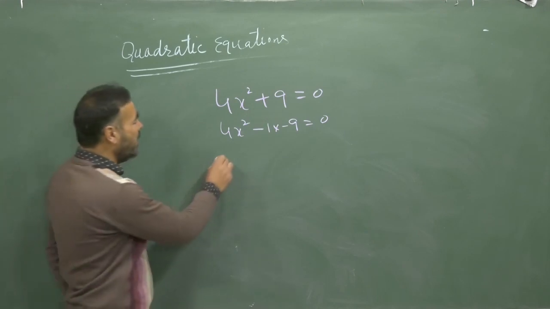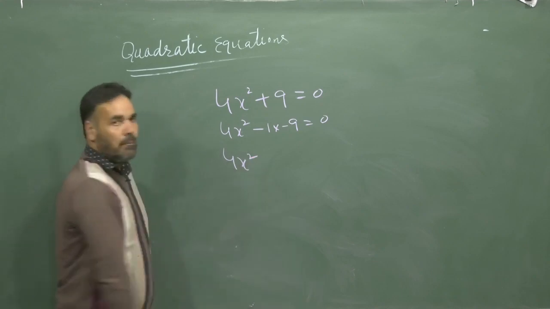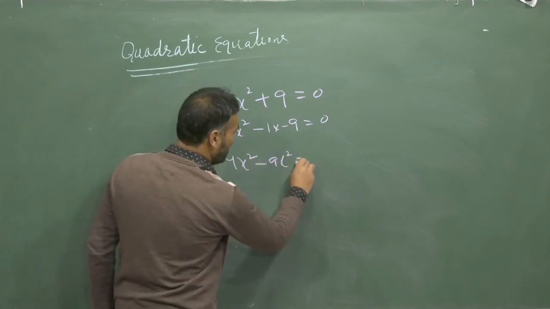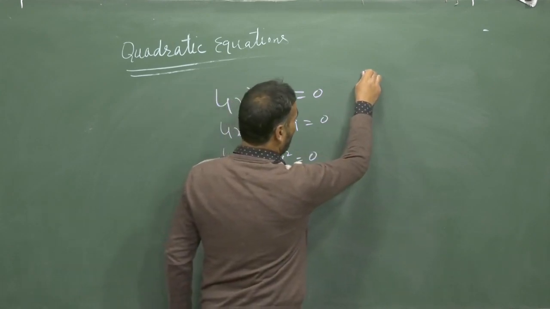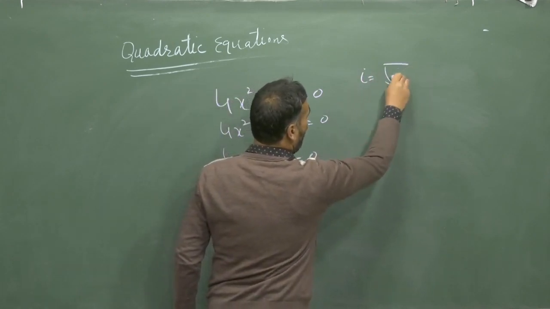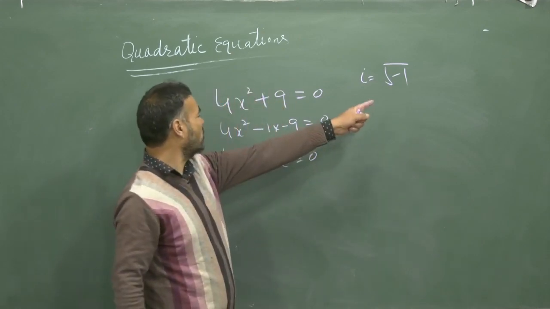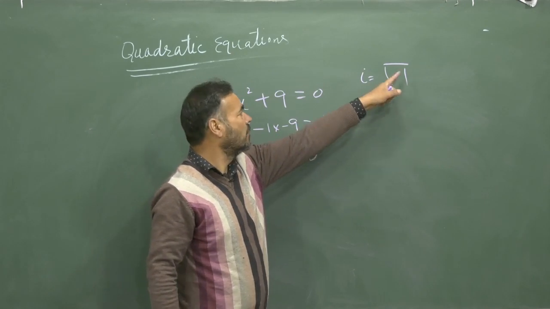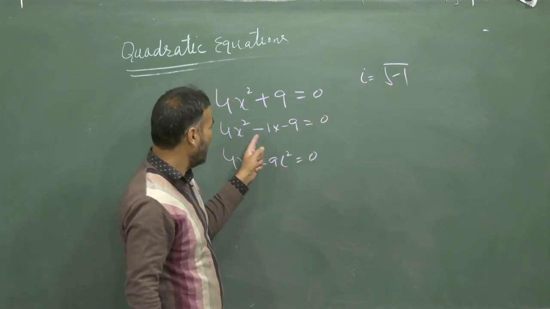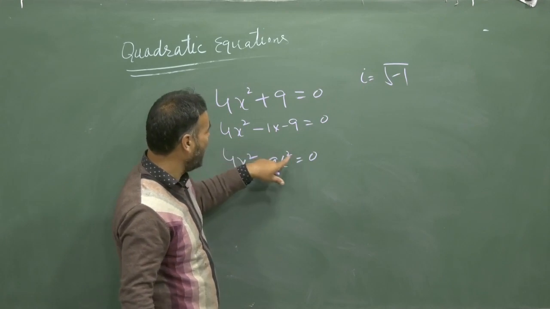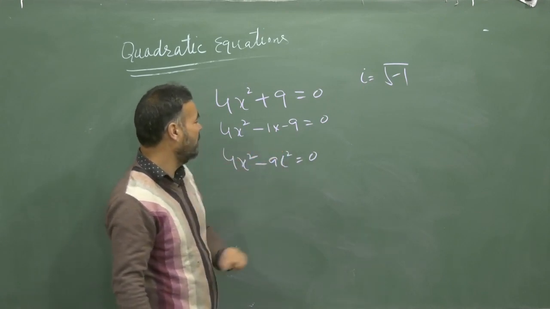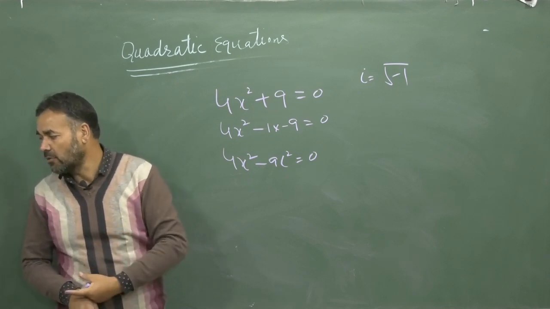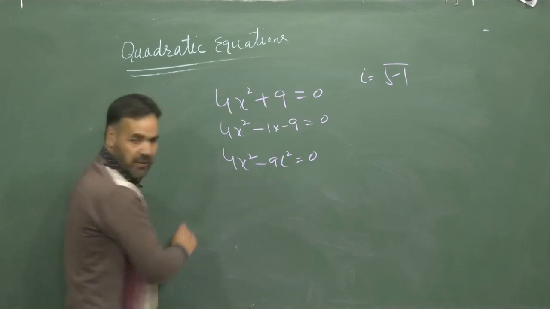Or can we say it is 4x square minus 9 iota square equal to 0? Is it so? Why? Because when iota is equal to square root of minus 1, if you take the positive square root, squaring on both sides, minus 1 will be equal to iota square. So instead of minus 1 you can write iota square and minus 9 will be same. So it is now 4x square minus 9 iota square equal to 0. Can we write it like this?